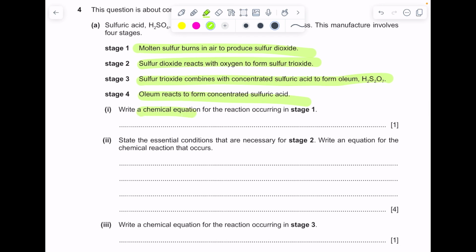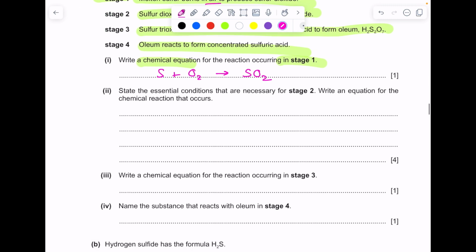Write a chemical equation for the reaction occurring in stage 1. So we're getting sulfur, we're burning it in air, which tells us there's oxygen, to form sulfur dioxide. Dioxide means there's 2 oxygen. Make sure it's balanced. It is.